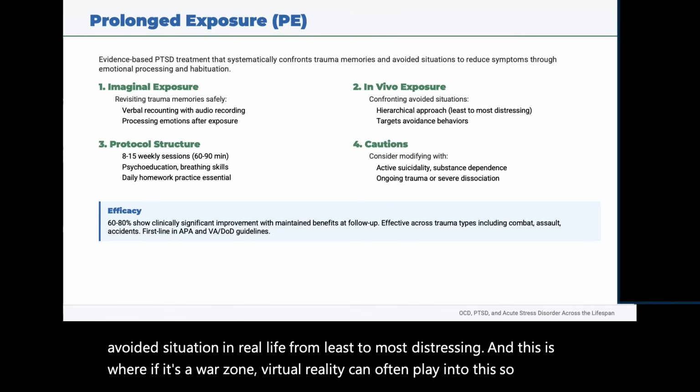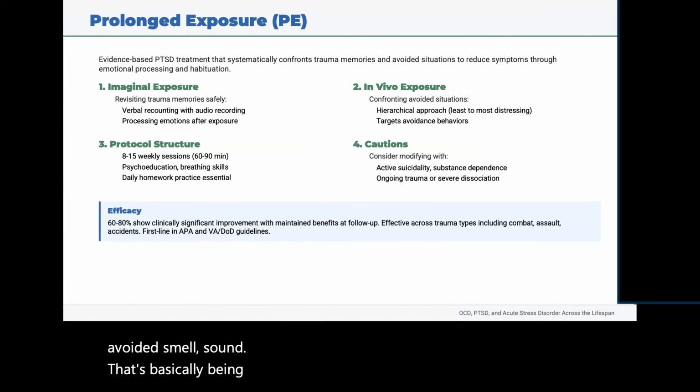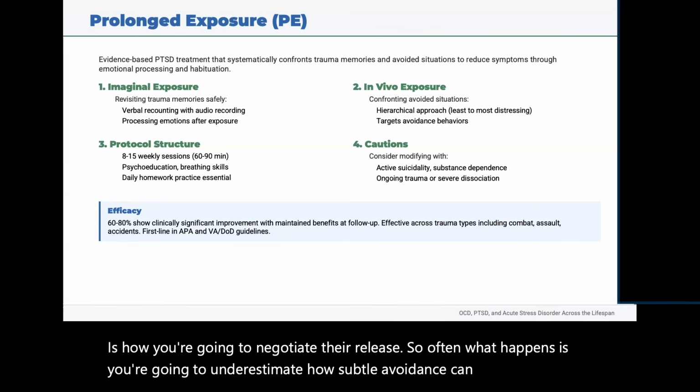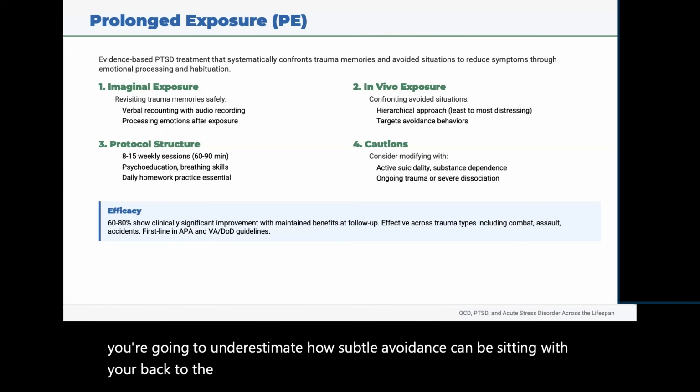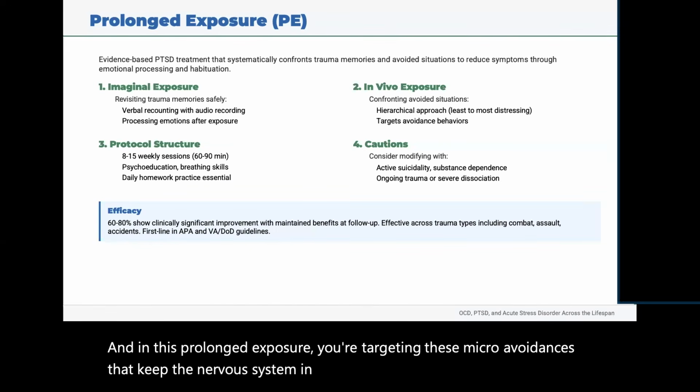So the idea is simple, but it's a pretty big deal if they can do it. Every avoided place, every avoided smell, sound, is basically being held hostage to fear. So exposure is how you're going to negotiate their release. Often you're going to underestimate how subtle avoidance can be: sitting with your back to the wall, avoiding certain streets, keeping the lights on. In prolonged exposure, you're targeting these micro avoidances that keep the nervous system in perpetual threat mode.